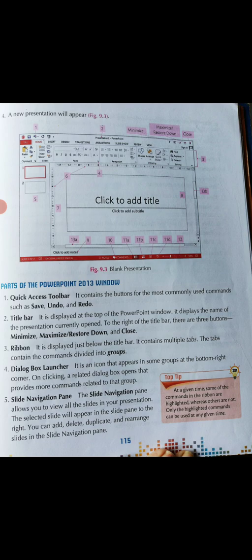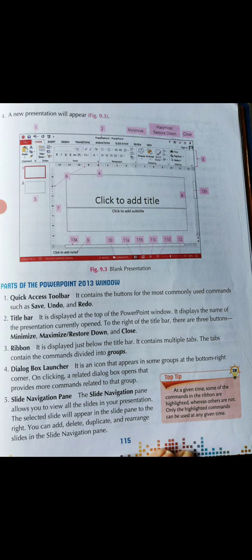It is displayed just below the title bar. So this ribbon is present just below your title bar. It contains multiple tabs. The tabs contain the commands divided into groups. So here in this ribbon, you will find there are certain groups, or you can say there are multiple tabs, meaning more than one tab. Then number 4 is your dialog box launcher.